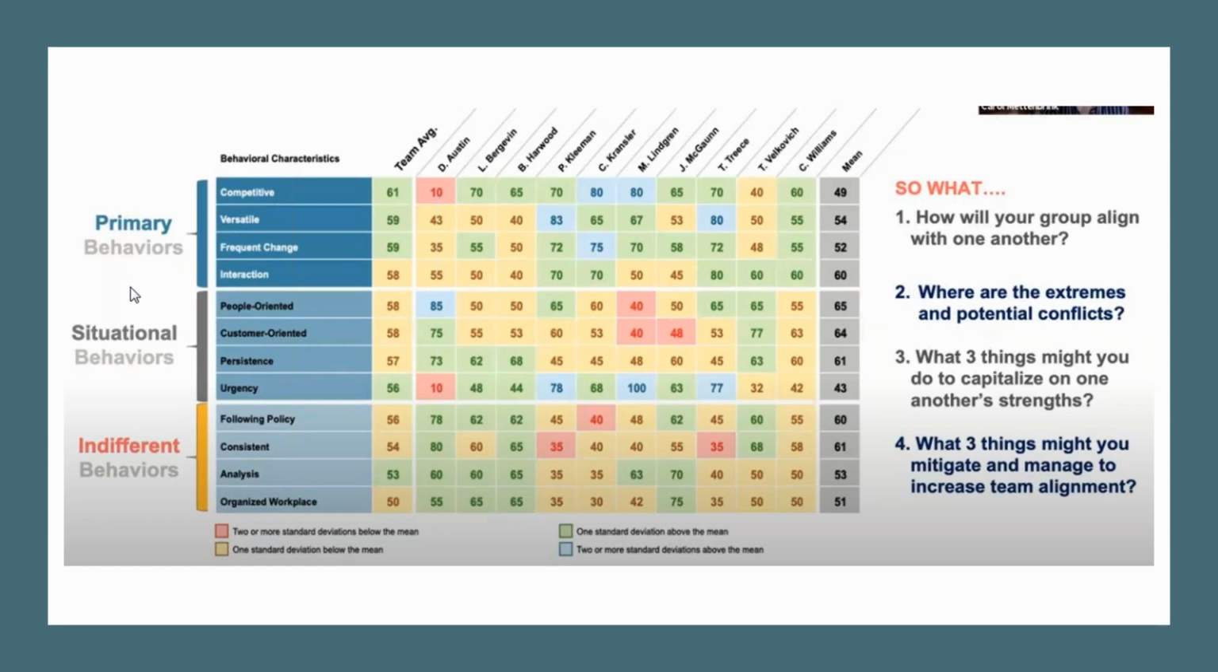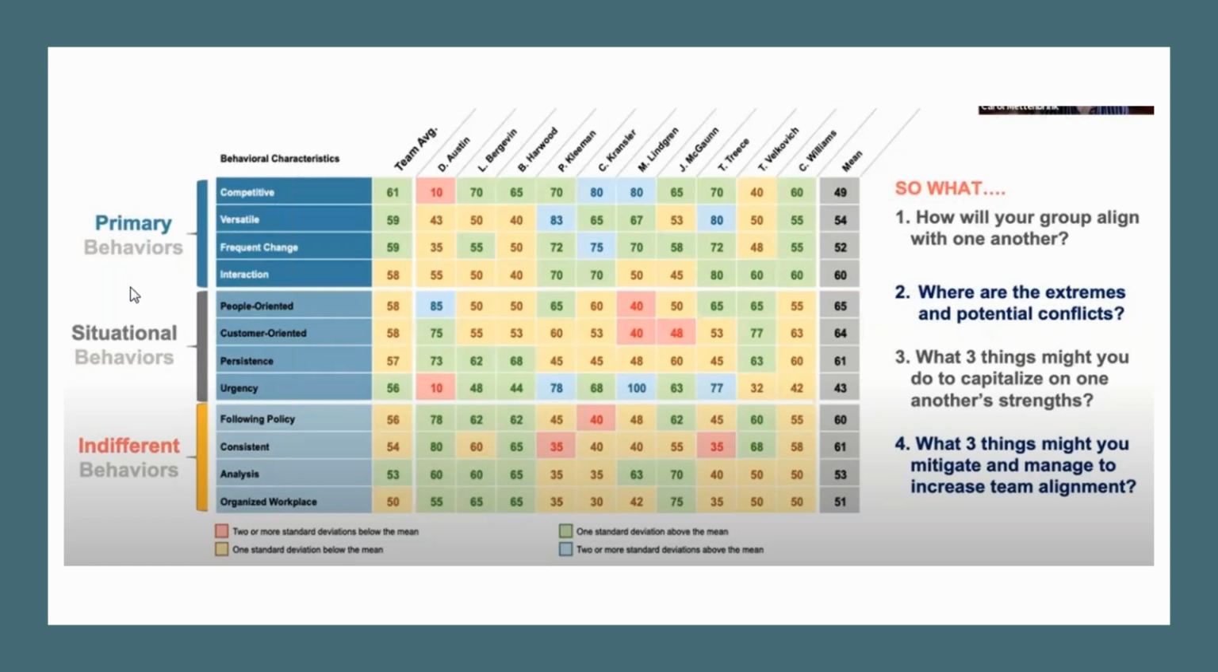It's split up by primary behaviors, situational behaviors, and indifferent behaviors. Primary just means more important. Situational means the person is somewhat developed in these skills. And the last one means they need development. It has no impact on their behavior or their skills. It's indifferent. So anyway, those are the 12 skills I was talking about earlier.